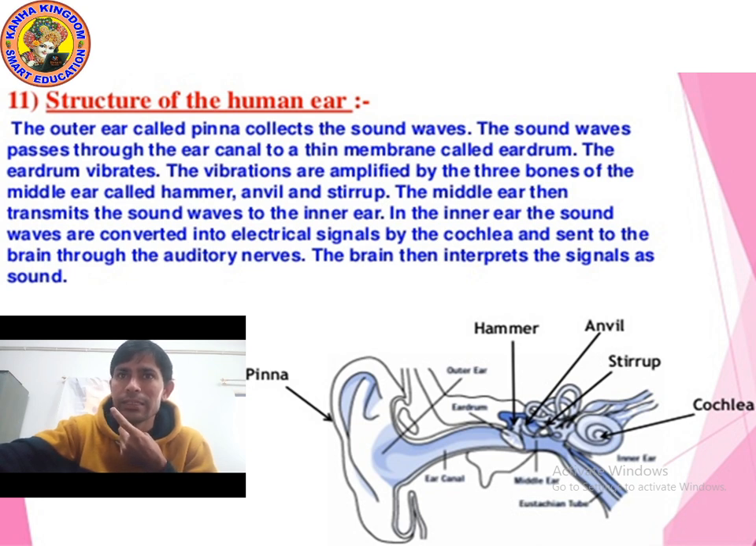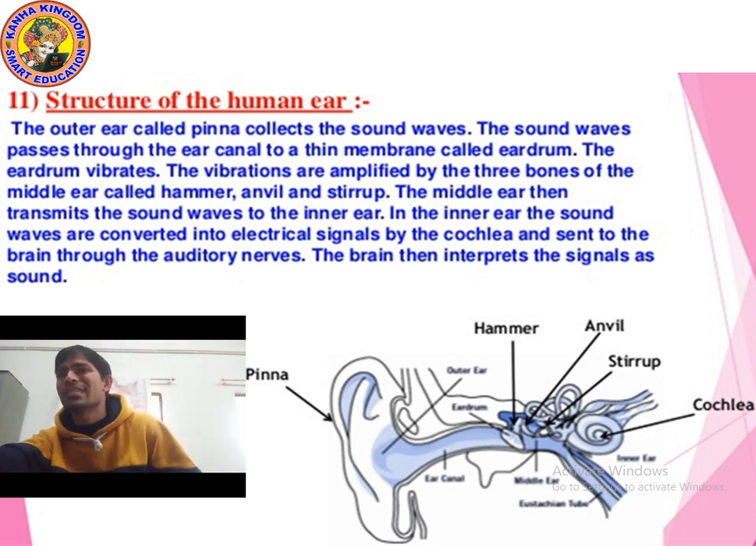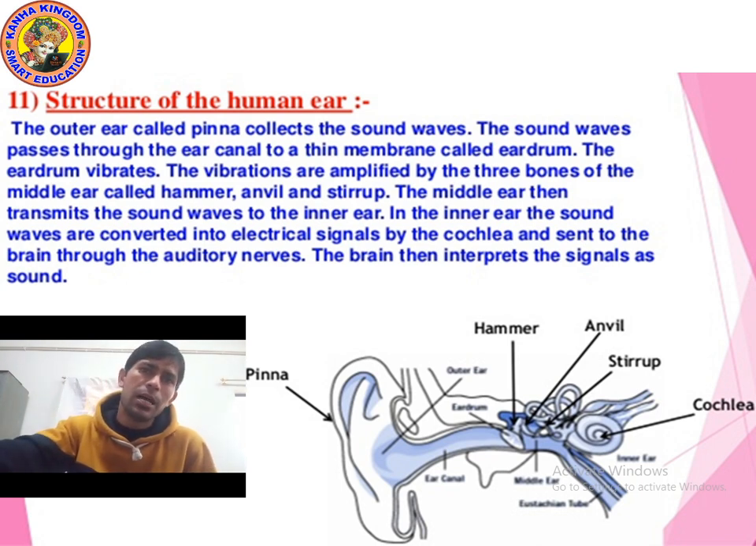Yes, in the inner ear, the sound is converted into an electrical signal by the cochlea, which is sent to the brain, and the brain gives the order that yes, you are listening to something. That is the process, and it is very easy. Now, let's move on to the last point.